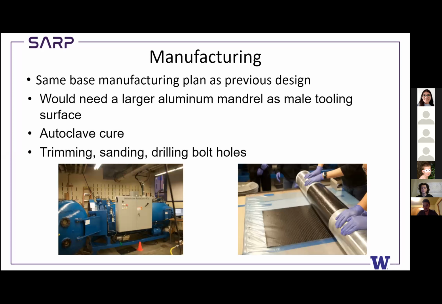And the manufacturing steps would remain pretty much the exact same, where we do some prepreg layups in the composite shop, roll it up, vacuum bag it, and stick it in the oven. The main thing we would need is obviously more carbon fiber and a larger aluminum mandrel to wrap the plies around. And then after that, same deal with post-processing, where we'd be sanding, trimming, and drilling the holes to fit in with the couplers and other subsystems of the rocket.